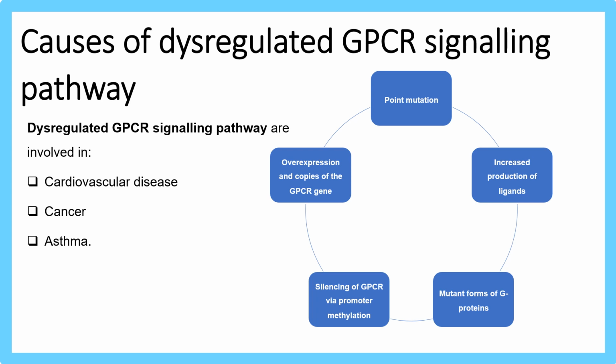Well, just to identify, the dysregulated GPCR signaling pathway is involved not only in cancer, not only in asthma, but also in heart disease. And there are a number of causes such as point mutation, increased production of the ligands, overexpression of copies of the GPCR gene, silencing of the GPCR via promoter methylation, so that's the addition of the CH3 group attached to it. And you also have mutant forms of G proteins, so mutant proteins.